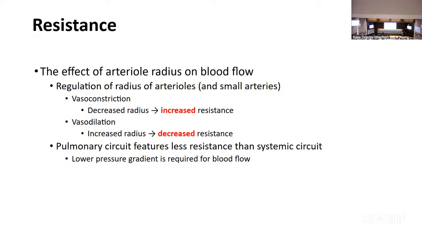So the radius of arterioles, some smaller arteries, can be affected through a couple of different factors, but we're going to see in particular how the nervous system can affect this, but we'll go through intrinsic and extrinsic effects on resistance later on.